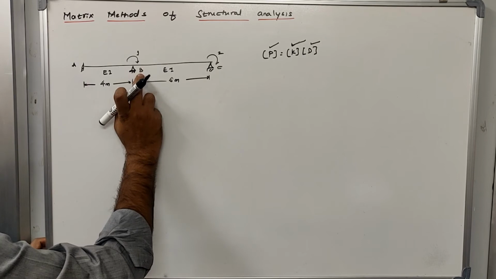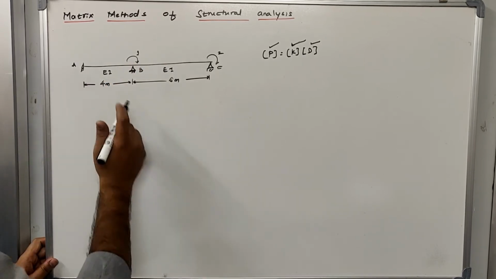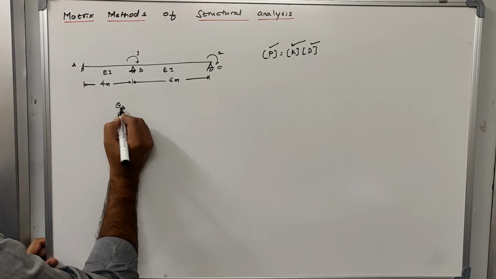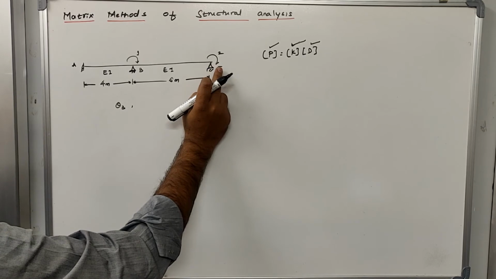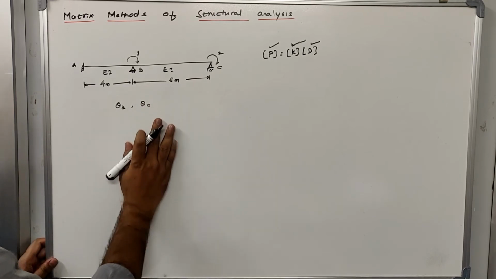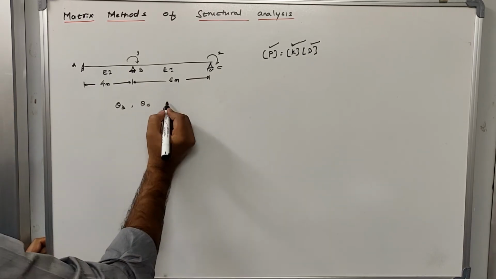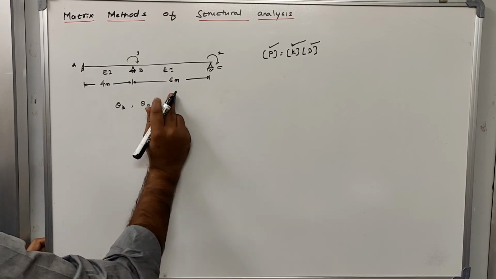Now if I go to joint B, we know that this is an internal joint, because of that there will be a rotation, so that rotation will be called theta B. Okay, so next going to joint C, as we know this is not fixed, this is a pin joint. Because of the pin condition, this will undergo rotation, so the rotation will be theta C. So the degree of freedom is 2 here, which means the kinematic indeterminacy is equal to 2.